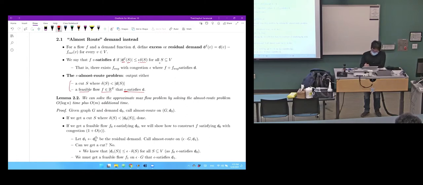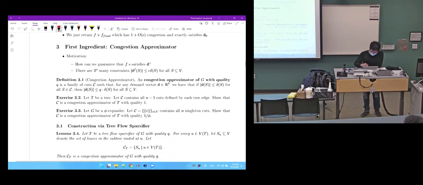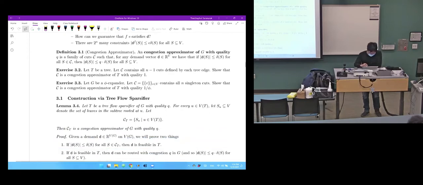Well, it seems hard because there are like 2 to the n sets we need to check. But it turns out that we don't need to look at exponentially many cuts. There are actually just linearly many cuts that we need to look at. And that is because of what? Because of the existence of what? Approximator. Flow sparse. Yeah, tree flow sparsifier that implies something that we call a congestion approximator. Good.